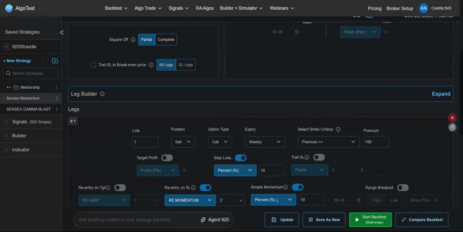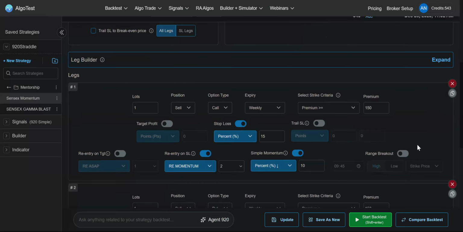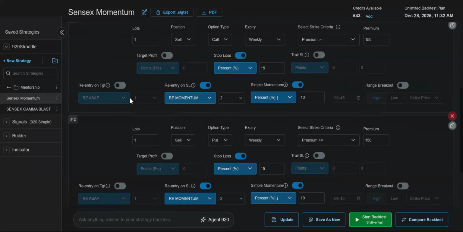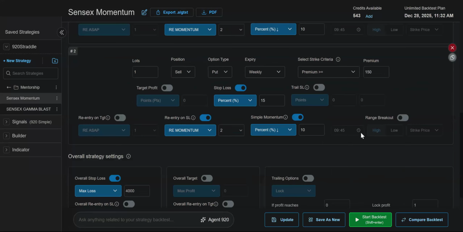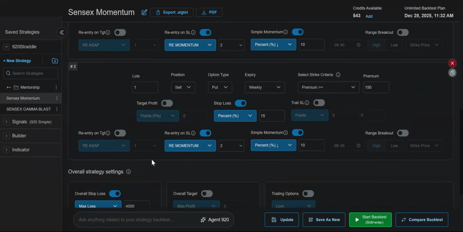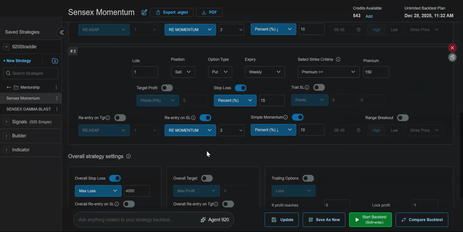We'll sell a call with a premium which is more than or equal to 150 rupees. The closest strike which is more than 150, that is what we'll sell. Whenever the momentum of 10% on the downward side comes, we'll sell this strike, and we'll take an SL of 15% like I have explained. We will take re-entries twice on momentum. This is the call leg. The same trade will also generate in the put leg, and that's it. For another risk management measure, we will keep an overall SL of 4,000 rupees. So this is the core idea behind this. I'll just run the backtest.